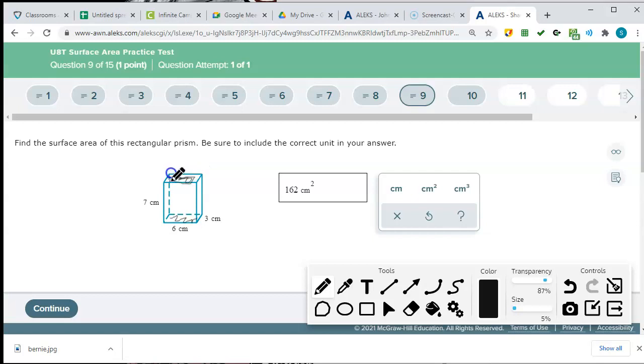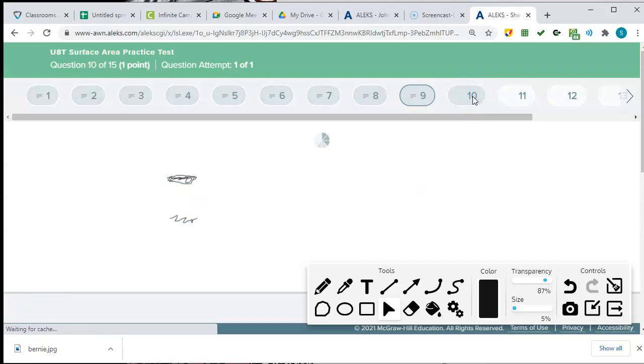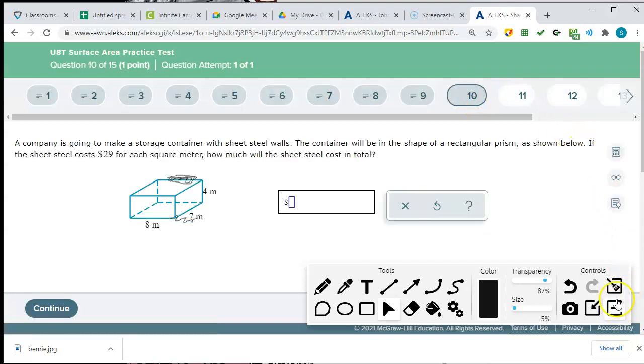Cool? Awesome. Great. We are going to move on. Let me clear this out.